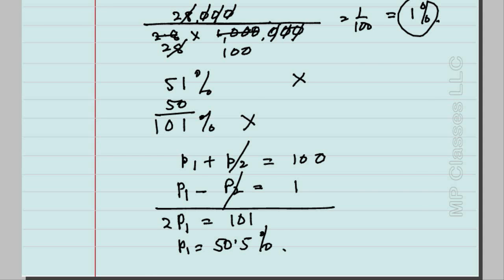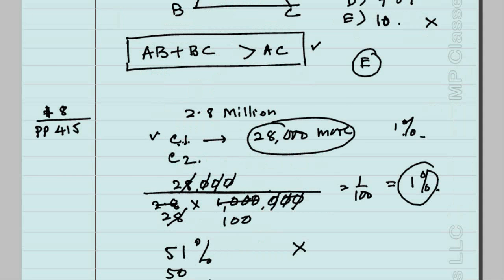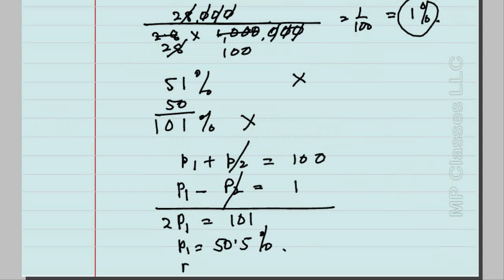So 50.5% is for this candidate, and 100 minus 50.5, P2 will be for candidate 2. So 50.5 is the answer, given in option C. So our answer is C.